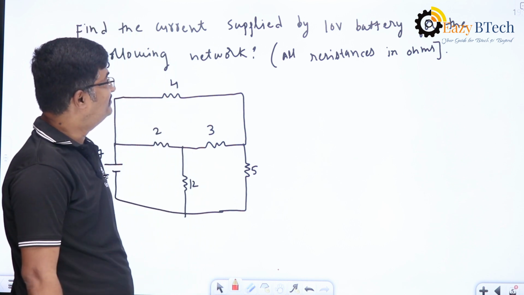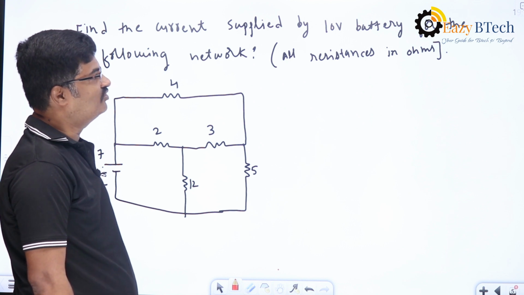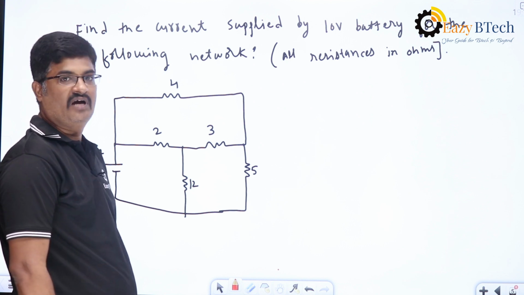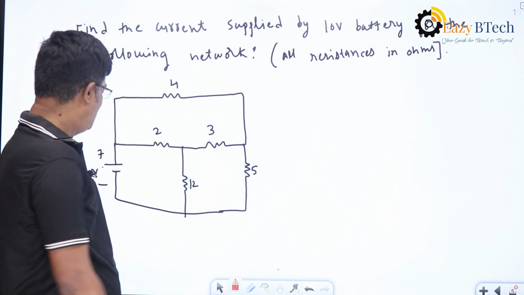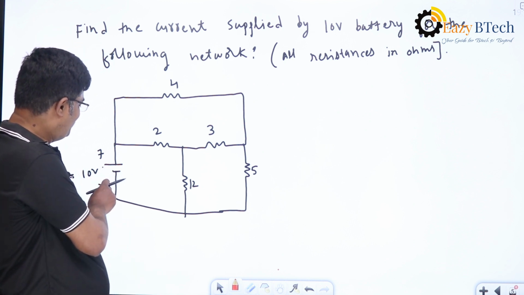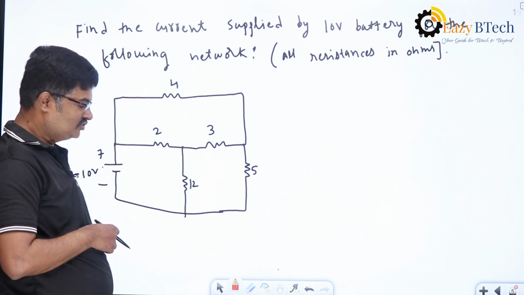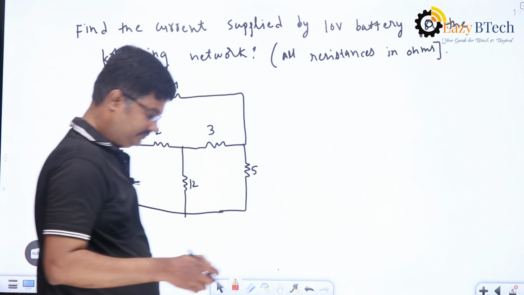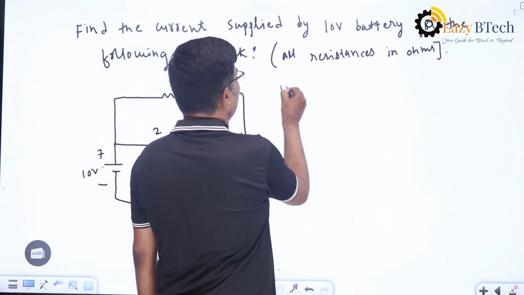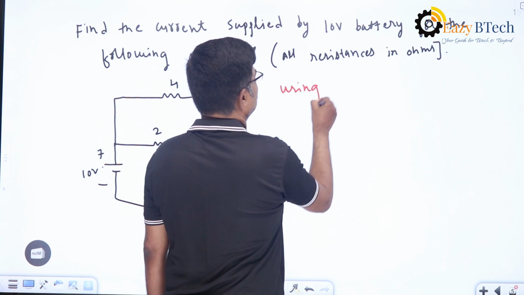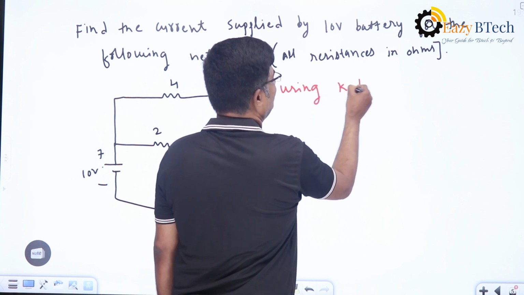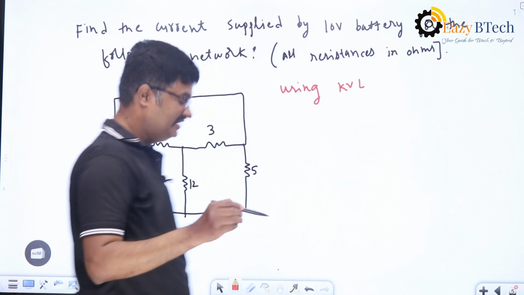So here the problem is asking, find the current supplied by the 10 volts battery for the following network. All the resistors are in ohms. I want to find the current which is supplied by the 10 volts battery. So here I will be using KVL.